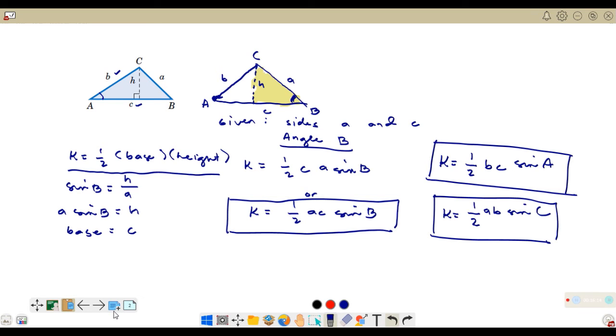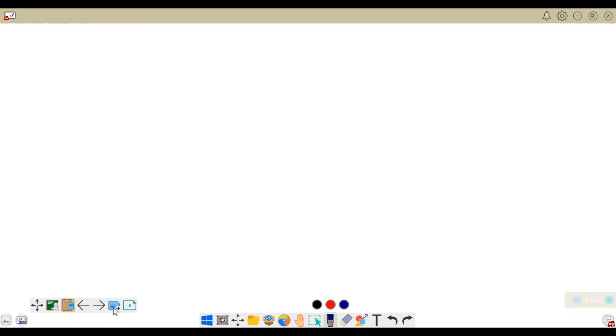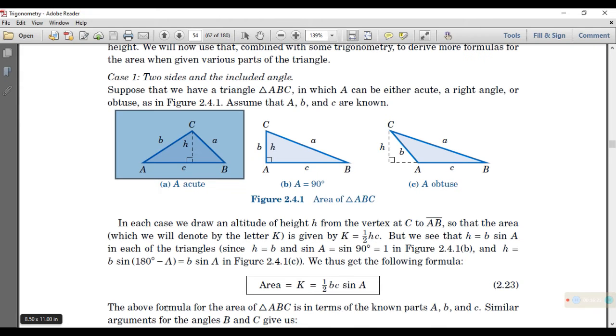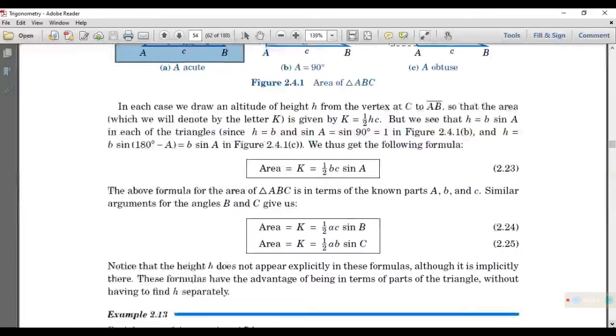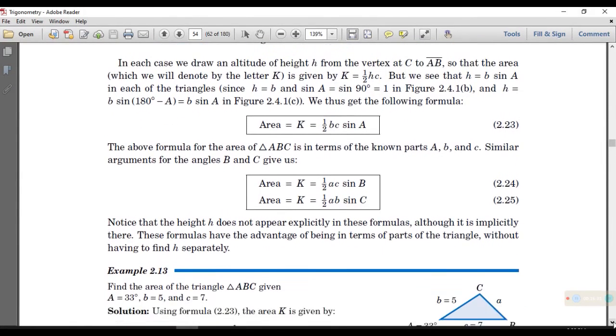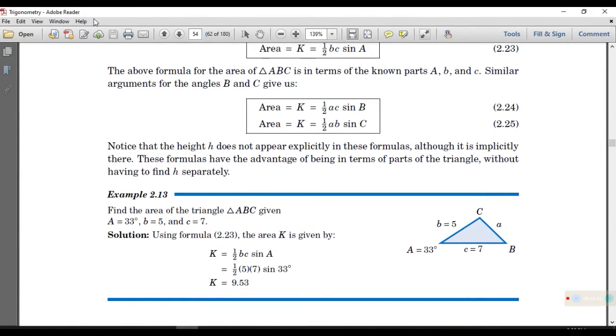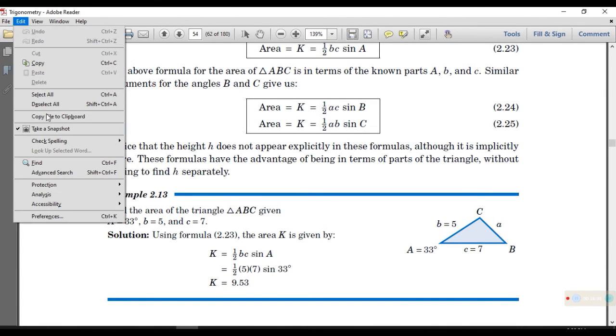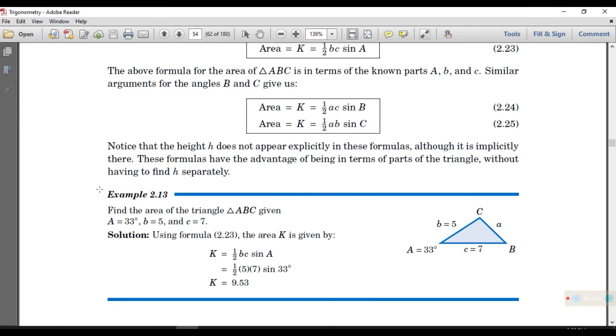So, now that we know the formula for finding the area when you have a general triangle na given ang dalawang side and the included angle, doon na tayo sa example. So, copy ko lang to. Ayan. Tapos, solve natin siya.